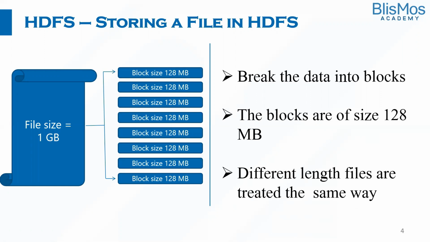Whatever may be the length of your file, it may be 1 GB, 2 GB, 1.5 GB, 500 MB, or 1 TB, it doesn't matter. All of them are treated in the same way. What is that? We'll try to understand. Let us drill down more into the block size of 128 MB. As I said, any file which needs to be stored in HDFS needs to be broken down or split into smaller chunks, which are also called blocks, and we are saying they are broken down into a size of 128 MB.